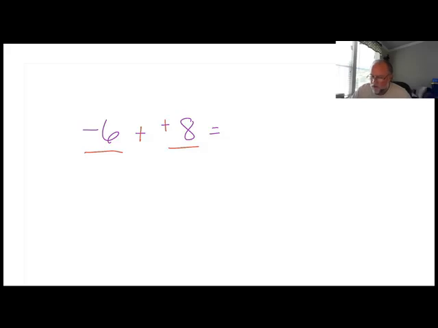And then I'm going to fall back on my addition rules. Those addition rules are, if my signs are alike, add them and keep the sign. If my signs are different, subtract them and take the sign of the number with the greatest absolute value. So in this one, I'm going to do 8 take away 6, which gives you 2. And then who's got the greater absolute value? Which number is farthest from 0? The 8. So it's a positive 2. And that's how we do subtraction.